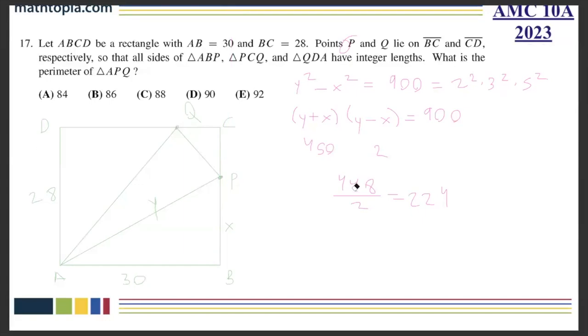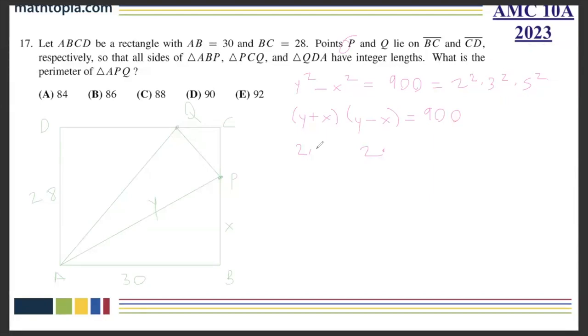So we kind of have our second requirement: these two numbers here, y plus x and y minus x, have to be very close to each other, right? So we can try different possibilities of factors, but we'll soon see just by guess and check, there's only a total of, like, how many ways?